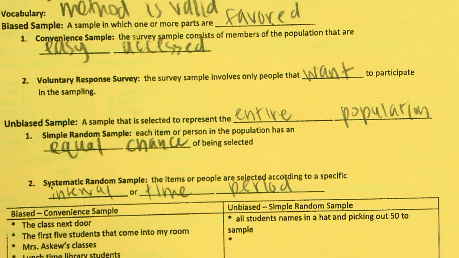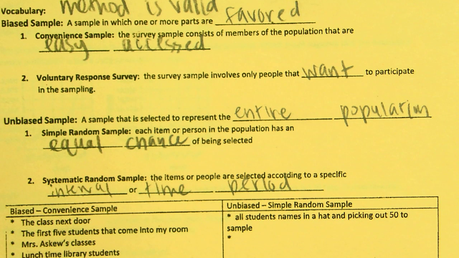A simple random sample will be something like assigning everyone in the class a random number and then using a random number generator to pick students out of the class, or putting everyone's name in a hat and drawing them out. A systematic random sample is random, but it's based on an interval or a time period. So you're going to the door of the school and you're surveying every fifth person who walks through, or you survey whoever walks through every 30 seconds.